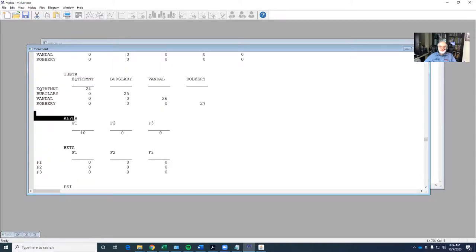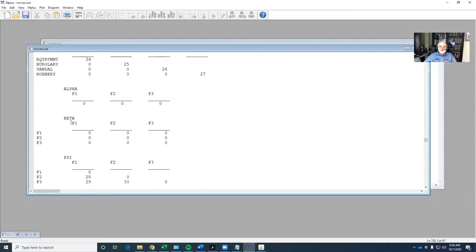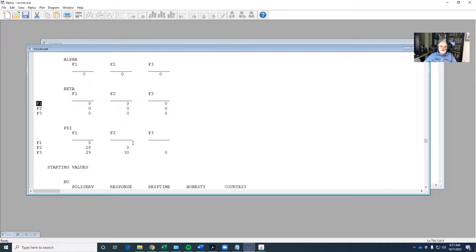Alpha are the means of my latent variables. I fixed them all to zero, so that's why those are not free parameters. Beta are arrows from a latent variable to another latent variable. This model doesn't have any of those, so those are all zeros, because we only had links between our latents. And downstairs, psi is the matrix of variances and covariances of the latent variables. I fixed the variance of factor one, factor two, and factor three to be one, so those are not free parameters, but I am freely estimating all of the covariances.